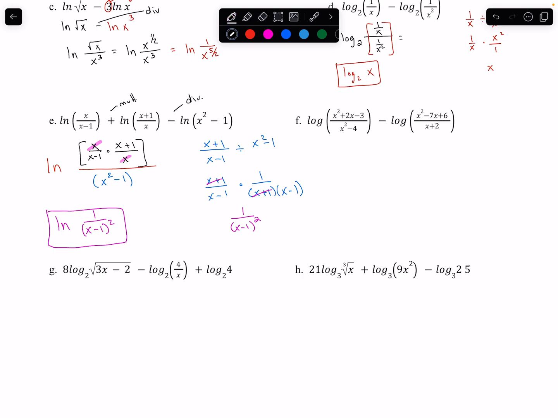So here's the rules part, right? This is all the rules that we applied. And this part is the simplifying part.